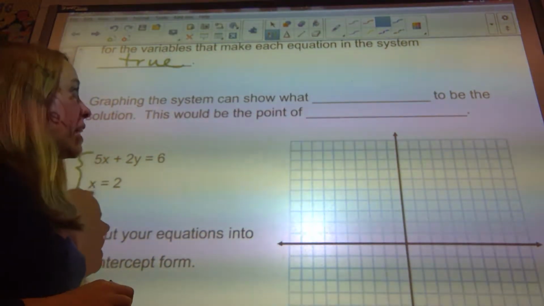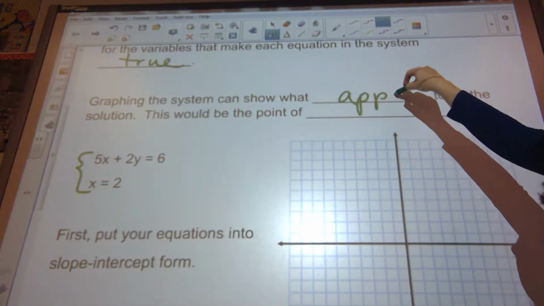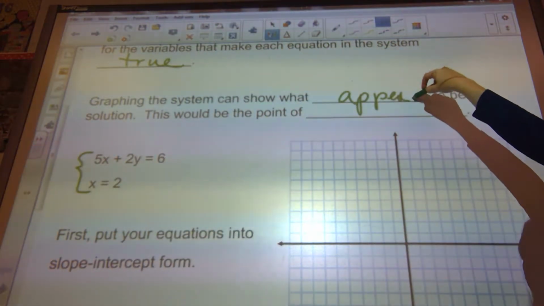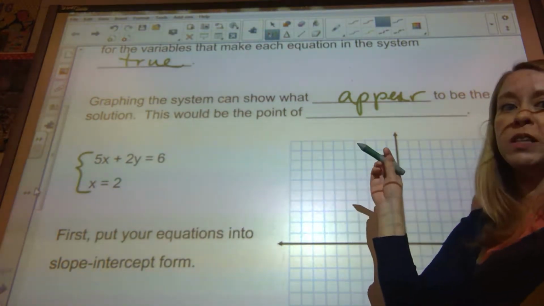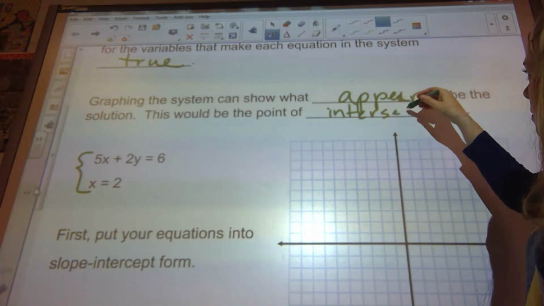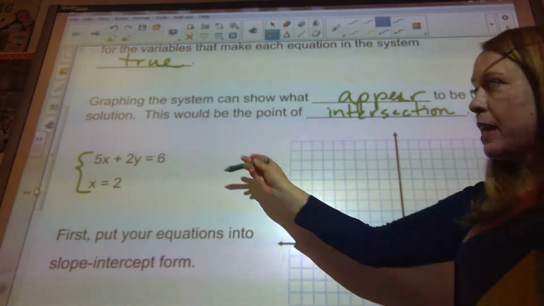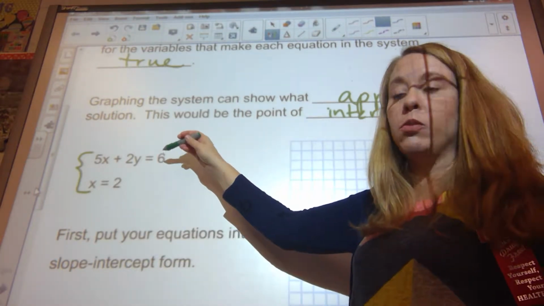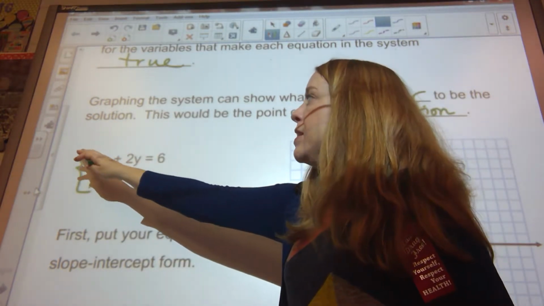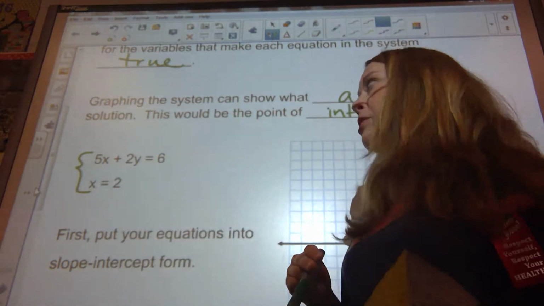Graphing the system can show what appear to be the solutions, and this would be the point of intersection for the two equations. So here we have two equations that we're going to be putting together. When you have this little loopy thing next to it, that means it's a system of linear equations.